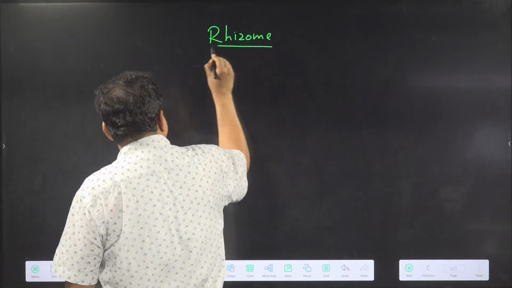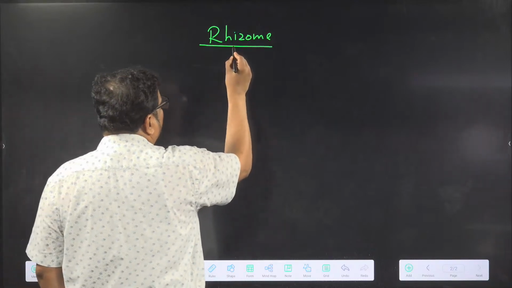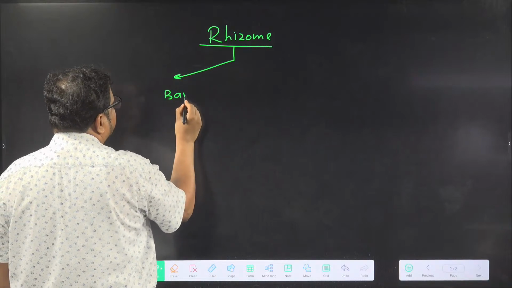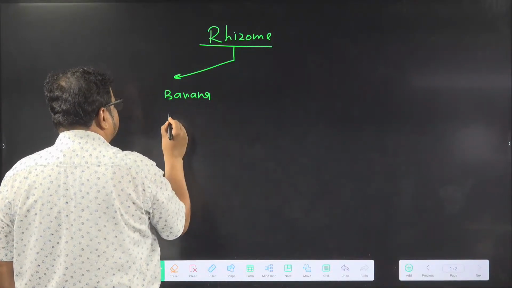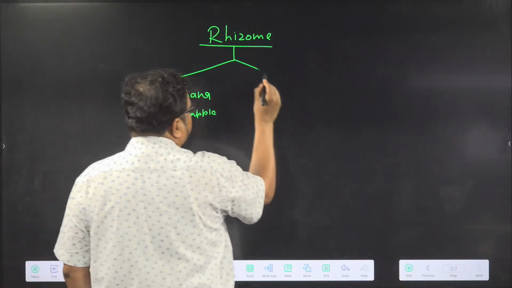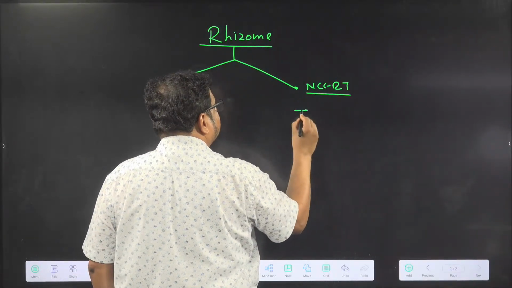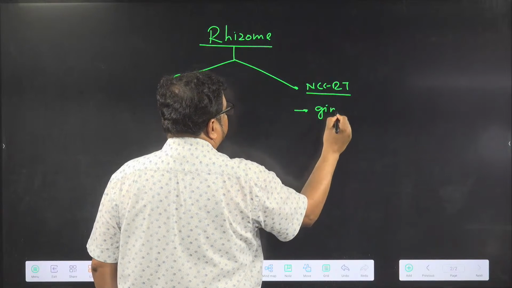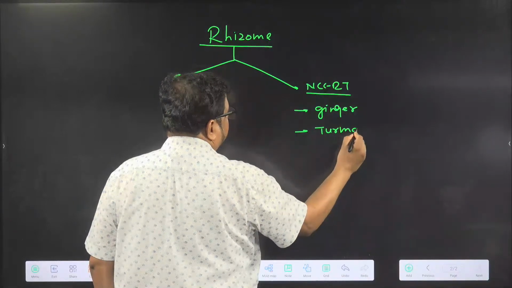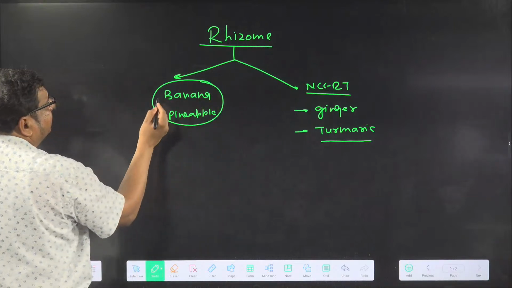Now I am coming to rhizome. And what examples did I write for rhizome? I wrote different examples in rhizome. One example I have written is banana. Another example I have written is pineapple. Another example I have written, what is written in NCERT? Which one? Ginger. And I have written which one? Turmeric. You cannot say it is not written in NCERT. It is also written in NCERT.